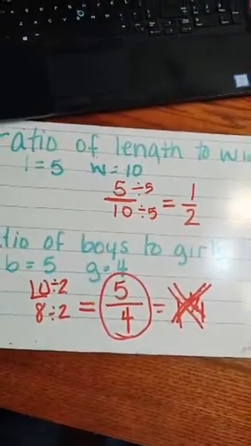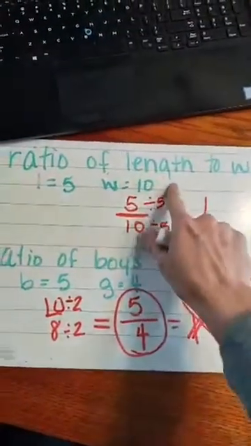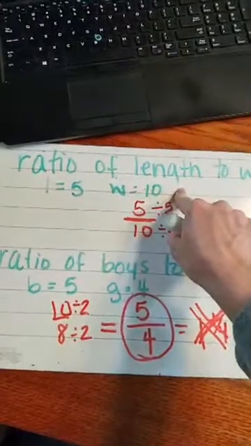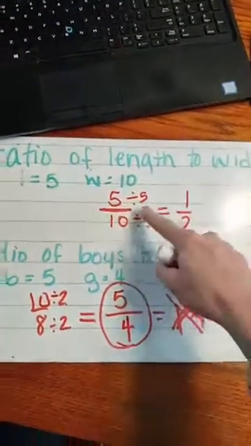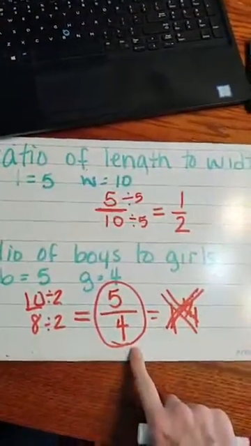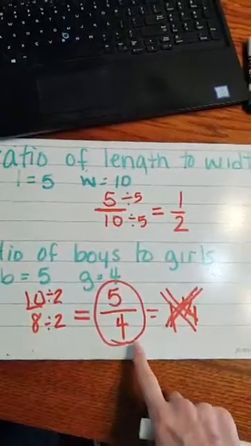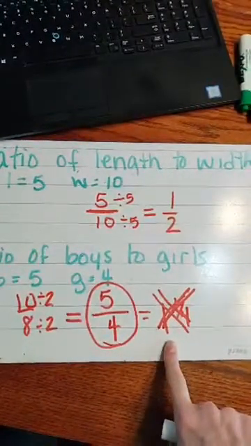Okay, so remember the key things with ratios. If we're writing them as a fraction, what it says first is the numerator. What it says second is the denominator. We can reduce them, but we cannot make an improper ratio a mixed number. Okay? If you remember those key things, you will have no trouble with ratios, okay?